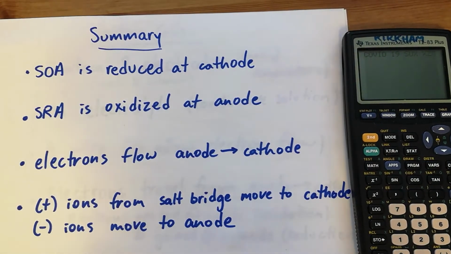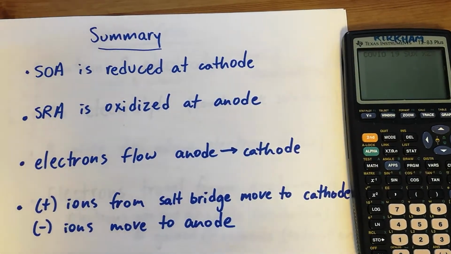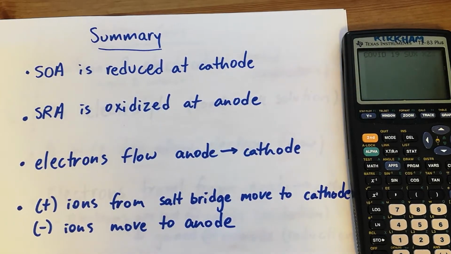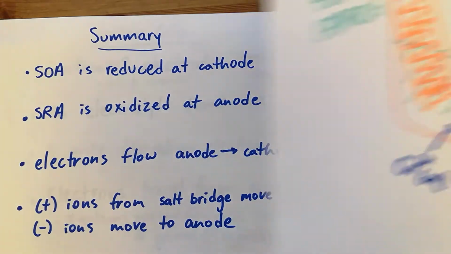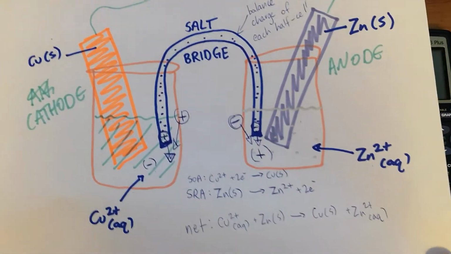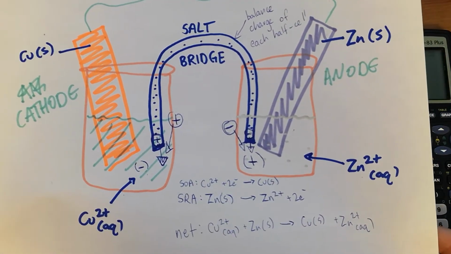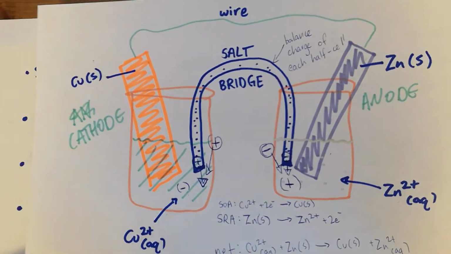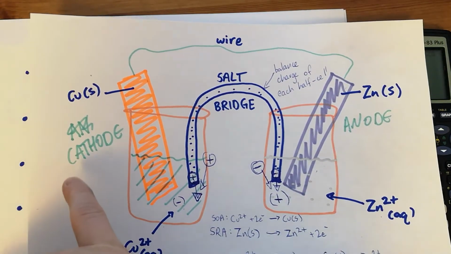Hi again, I just want to summarize key points about cells. Alright, the SOA is reduced at the cathode. I actually failed to mention what the cathode and the anode were in our illustration in the last video, so let's get that out of the way. Alright, so the SOA was copper 2 ions. That means it gets reduced at the cathode. I made a little bit of a mistake here, but that's okay, I fixed it.